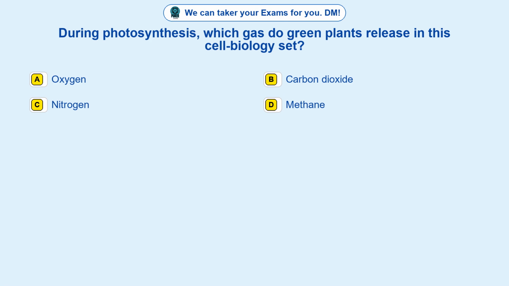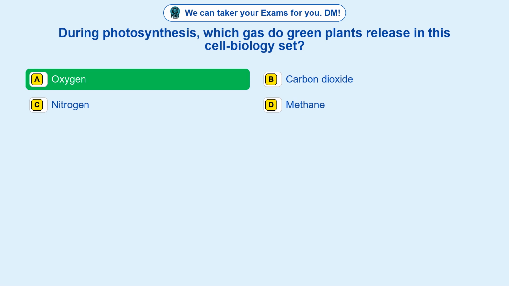Question 1. During photosynthesis, which gas do green plants release in this cell biology set? Option A, oxygen. Option B, carbon dioxide. Option C, nitrogen. Option D, methane. The correct answer is option A, oxygen.